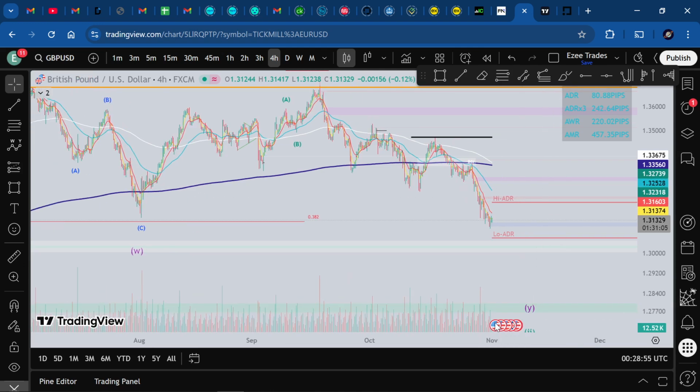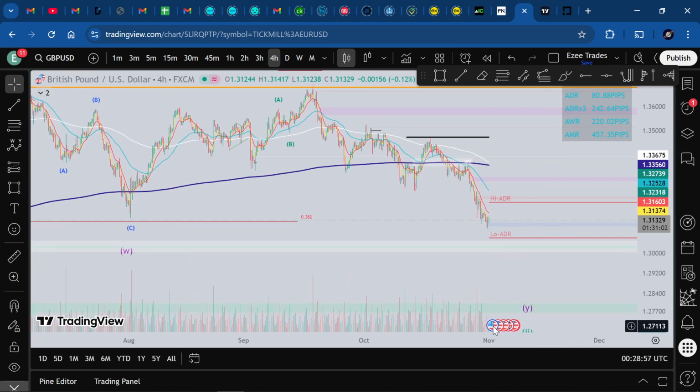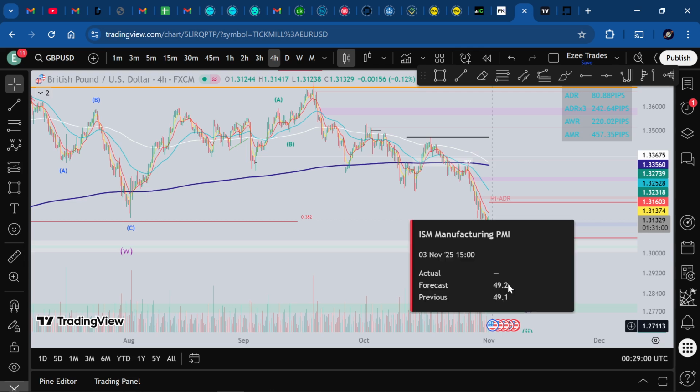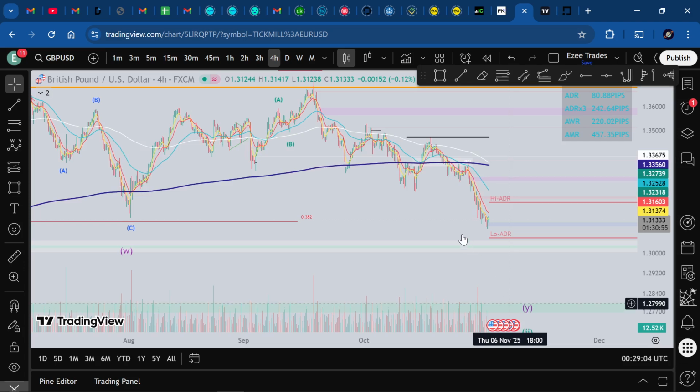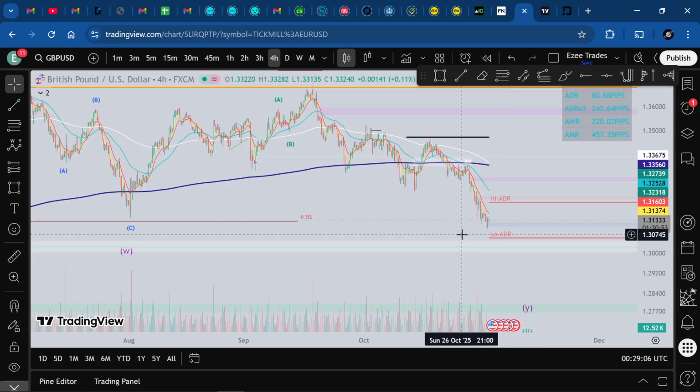Now there is news next week, and you know how it goes with news. It's the beginning of the new month, so anything could happen. Price could just chuck it all the way down there. Okay, so we'll go have a look at Euro USD.